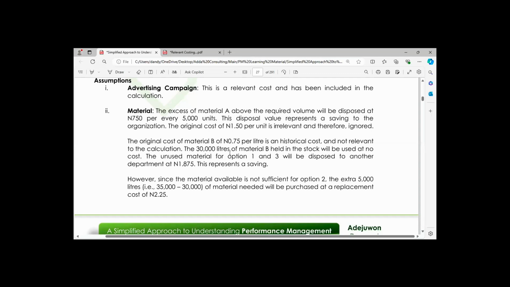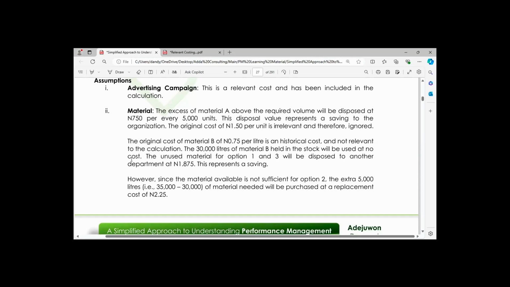The 30,000 liters of material B held in store will be used at no cost, because the company has 30,000 liters. Out of the 30,000, we use 25,000 liters. We have a balance of 5,000 liters. So that balance of 5,000 liters represents a saving. We are given a saving of 150 naira for every 1,000 liters. So we've got our late savings there.